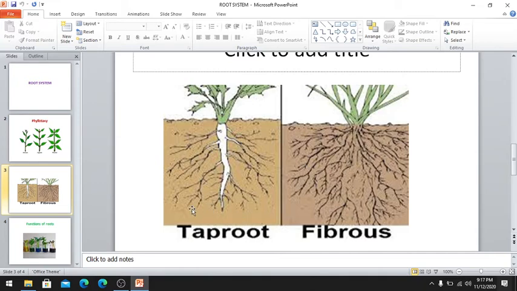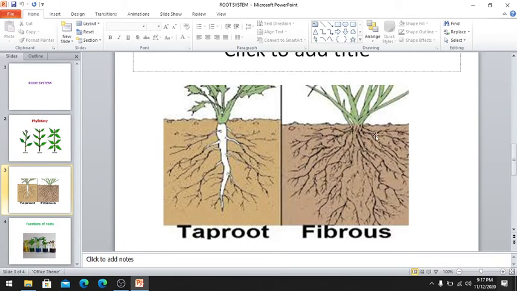So all the plants' roots are not the same in structure. Some plants have taproot and some plants have fibrous root. Taproot means the root system will have a main root. This is known as taproot. From the main root, many roots are coming out. These are called alternate roots. So all these alternate roots are arising from the main root. So such type of root system is known as taproot.